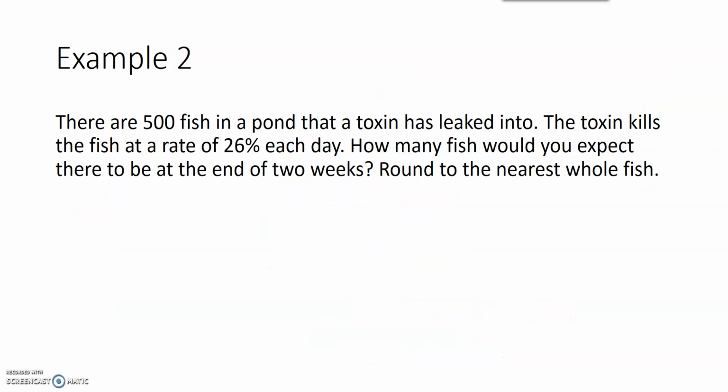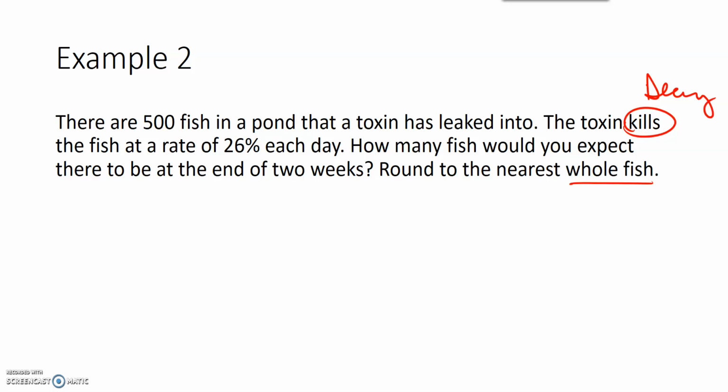There are 500 fish in a pond that a toxin has leaked into. The toxin kills the fish at a rate of 26% each day. How many fish would you expect there to be at the end of 2 weeks? Round to the nearest whole fish, which makes sense because this is a population, so a whole number is what we're going to round to. Well, the key word here, kills, means it's going to be a decay problem.